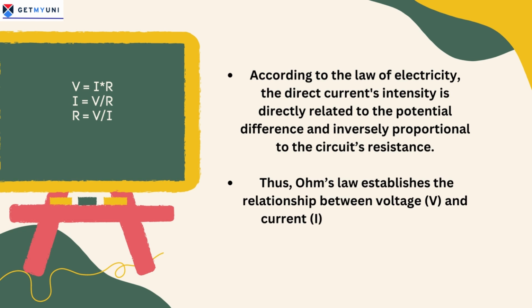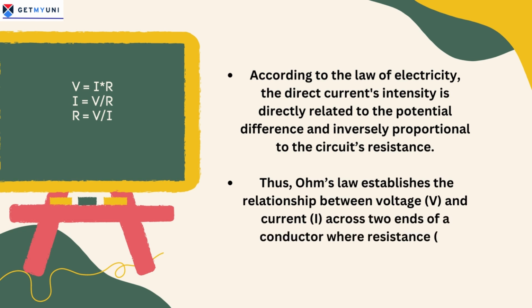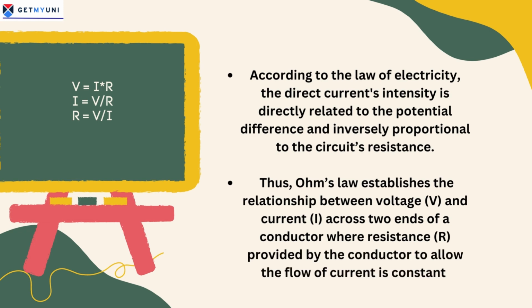The mathematical relationship is described with the following formula. V is equal to I multiplied by R. We can use the formula in more variations and they are: I is equal to V by R, and R is equal to V by I.